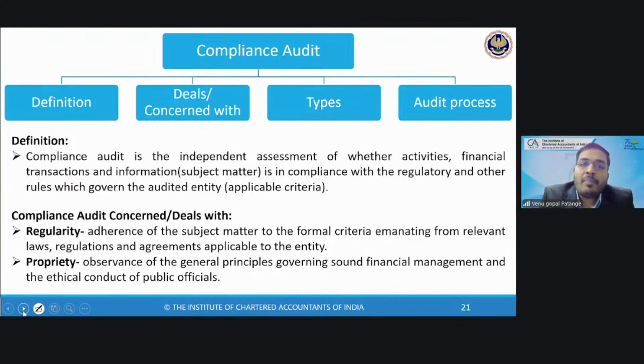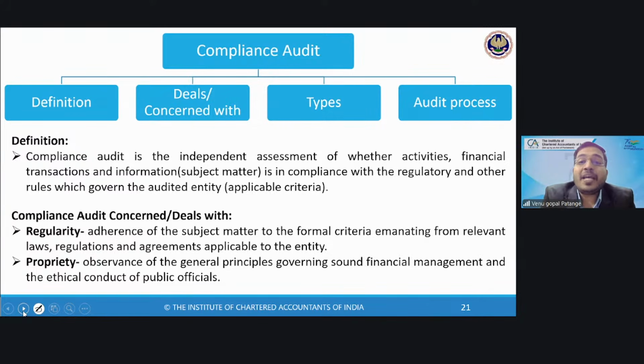So compliance audit will be performed in two aspects. One is regulatory, second is proprietary. So why is proprietary applied? Because the one who is taking decisions, the one who is spending money, is not spending his own money, he is spending public money. So he has to be careful enough. He has to see whether there is any alternative spending I can do, whether in any way I can reduce the cost. All those things have to be looked into before he applies compliance audit also.